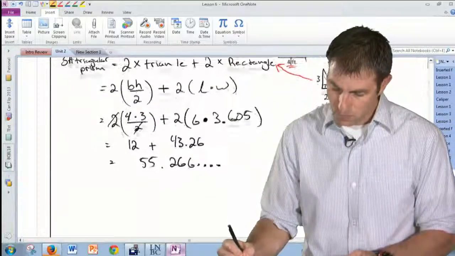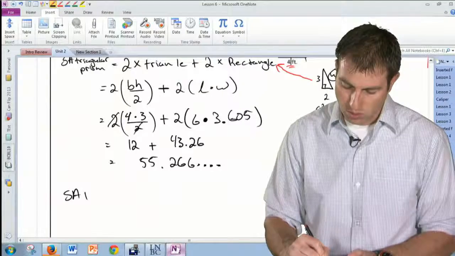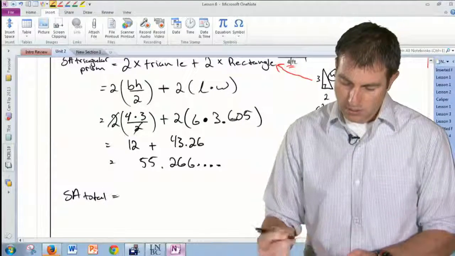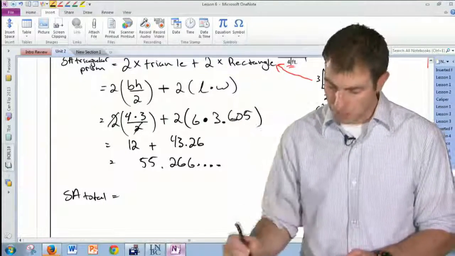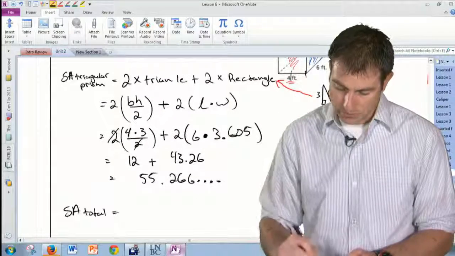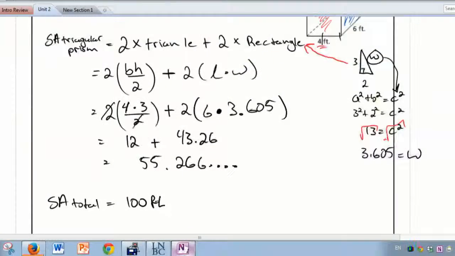So we'll call it surface area total. And we're going to take the number from up above, the 100 feet squared. We're going to add to it the 55.266 feet squared. And we're going to end up with 155 feet squared.